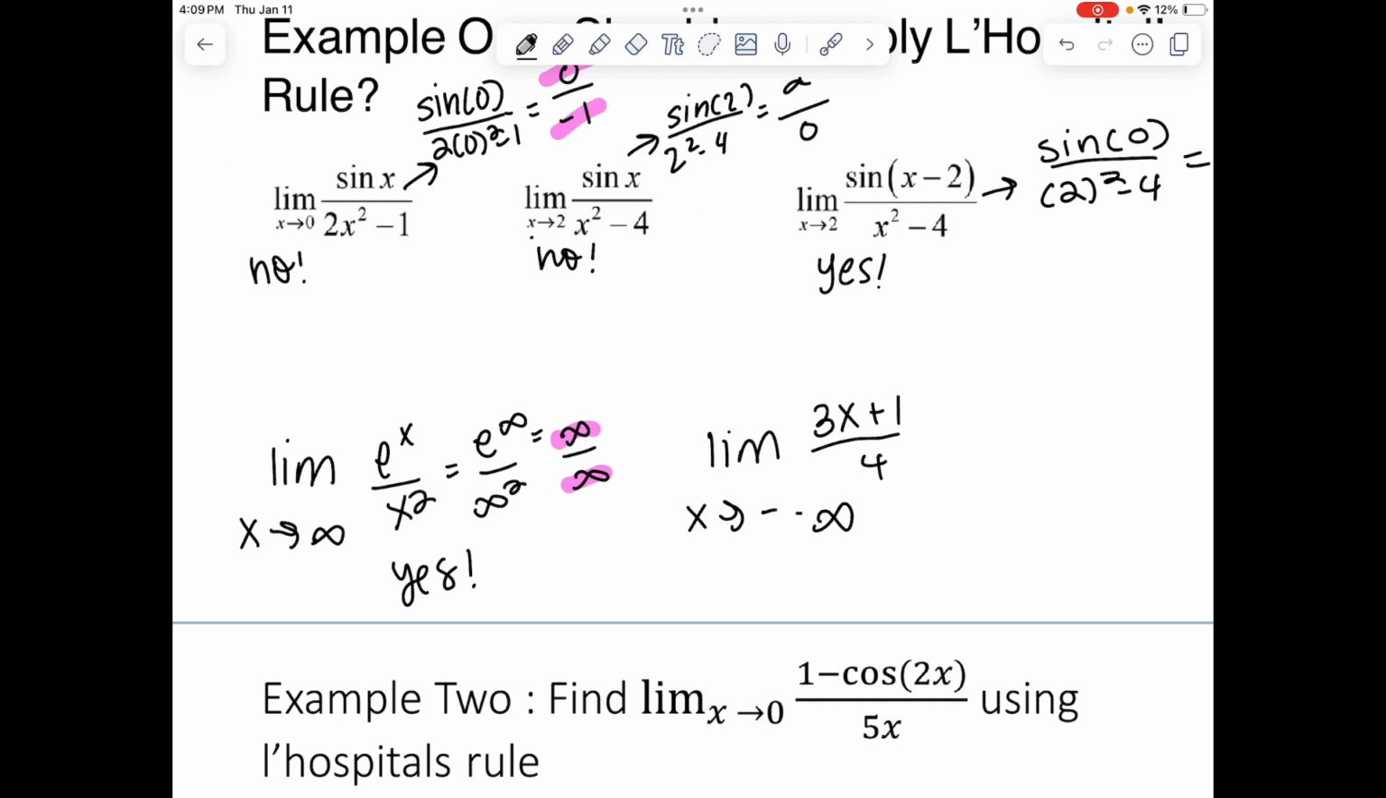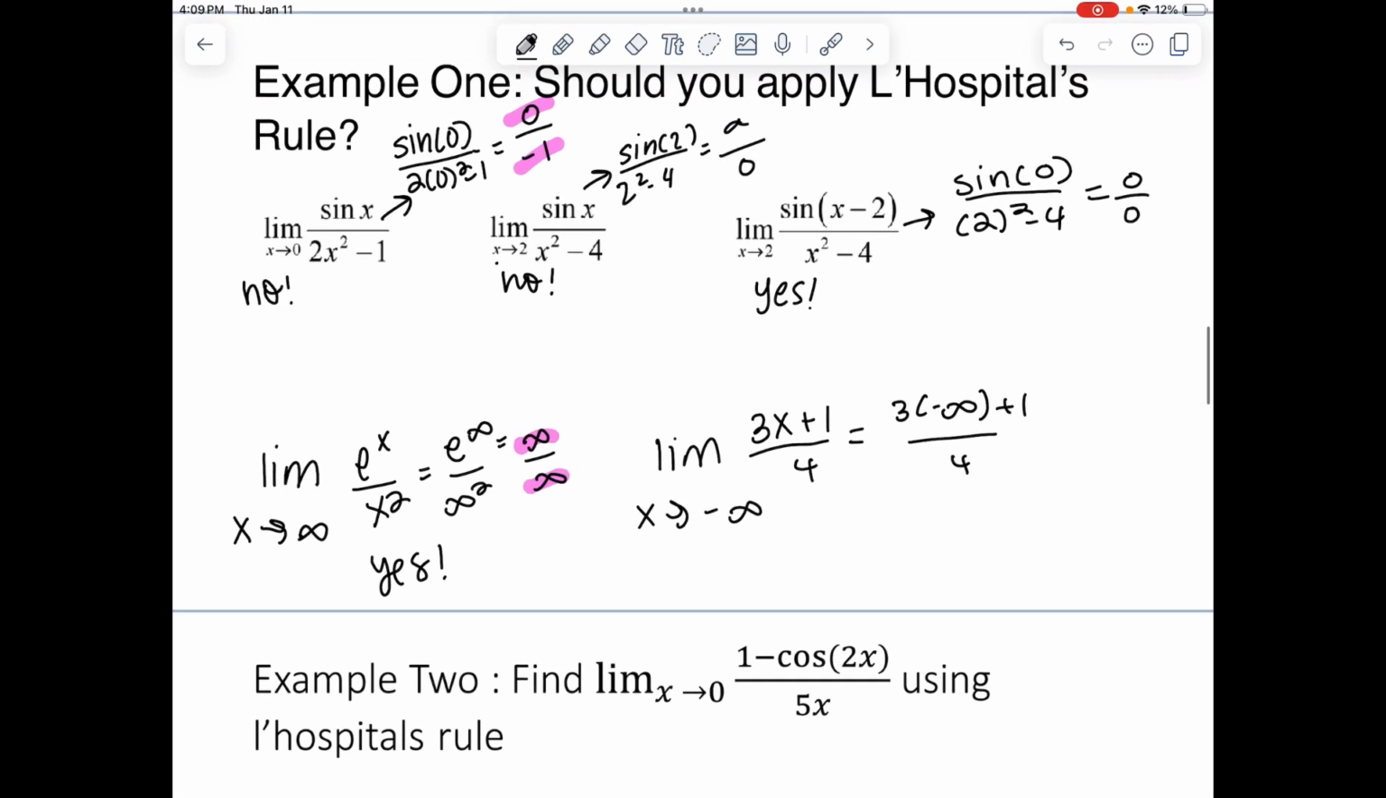This next one, sorry, should say negative infinity. If you plug in negative infinity here, you'd have 3 times negative infinity plus 1, all over 4. 3 times negative infinity would just be negative infinity, and if you add 1, it would still go towards negative infinity, but your denominator would still be 4. So technically you can't use L'Hopital's rule, but you also don't need to because it's not indeterminate form. This answer would just come out to be negative infinity. So the answer to this one is no.